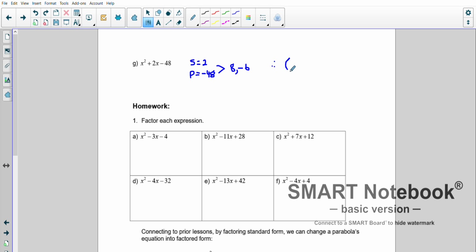So don't just find the numbers. A lot of people I find just find the numbers, they think they're done. You actually have to then go ahead and write it in the factored form. So that is all. So this is something you want to get good at.